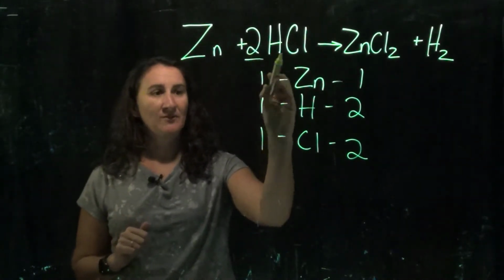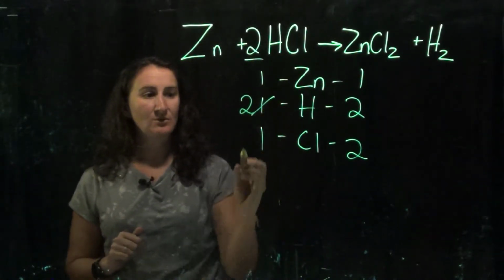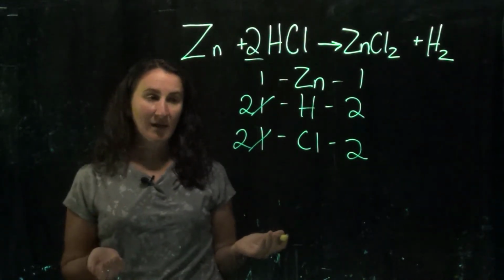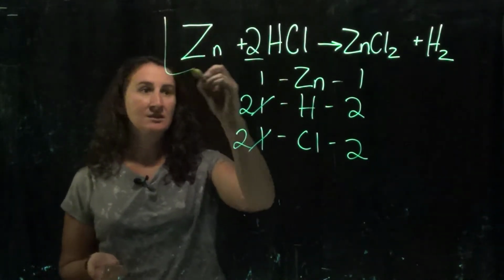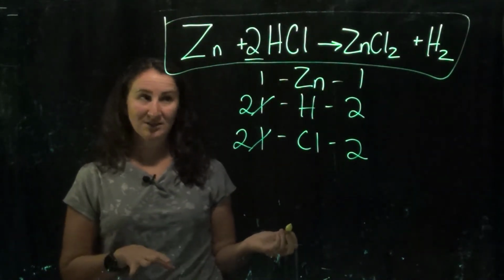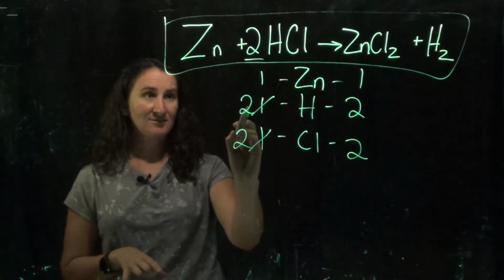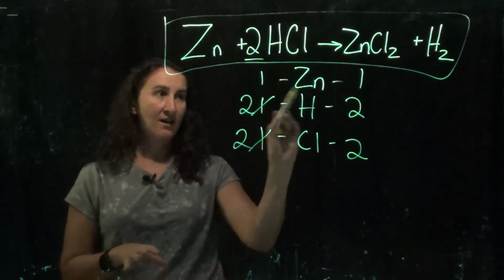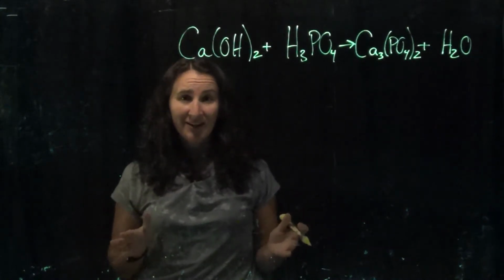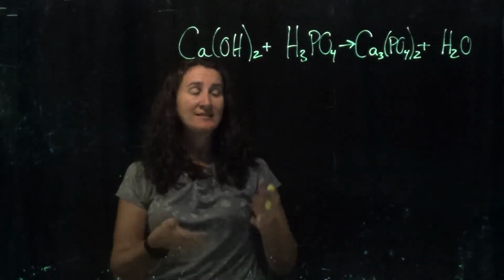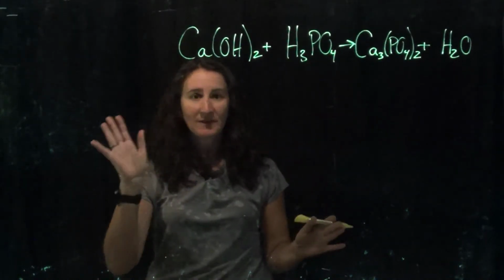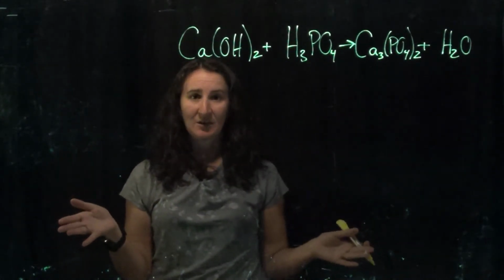So in this case now we've changed the hydrogens, so now we have 2, and we've changed the number of chlorines. So now we have 2 chlorines as well. So now our equation is balanced, and we are done with this equation. 1 zinc, 2 hydrogens, 2 chlorines on both sides. Now we're going to do a slightly more complicated looking equation, but the same principles still apply. Just working on balancing. You want the same number of atoms on both sides of the equation.